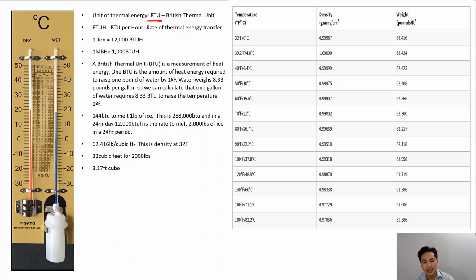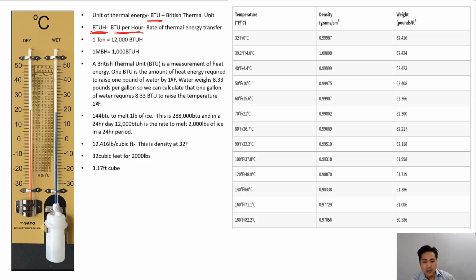Now, once you take that energy of 1 BTU and you apply a rate to that energy, so we can apply a certain rate of change of that energy, we do that by the rate of hours. So the abbreviation for that would be BTU-H, which stands for BTUs per hour.